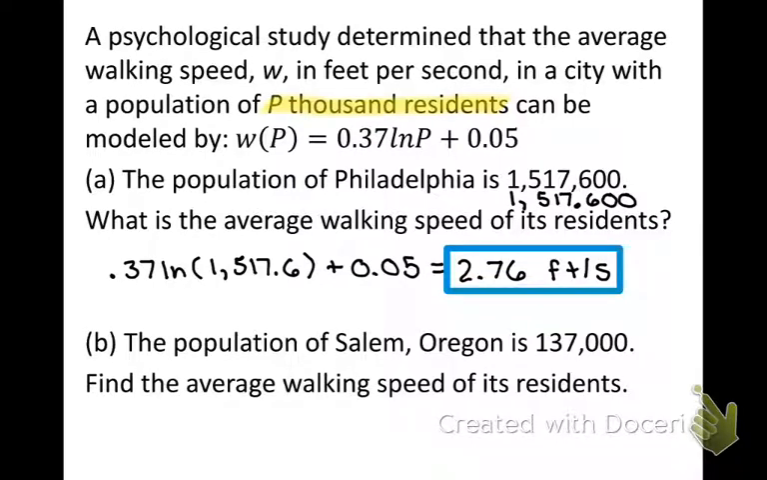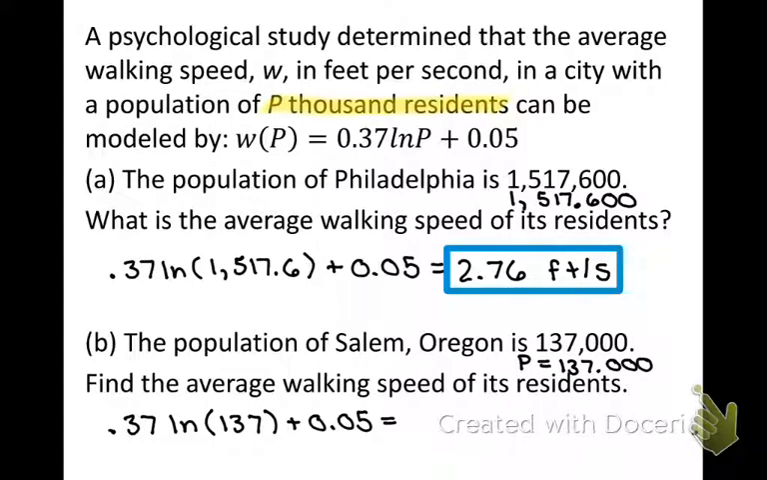Okay, let's check out what's going on in Salem, Oregon. We have a population of 137,000. So my p-value is actually going to be 137.000, which is really just 137. So let's plug it in. 0.37 ln of 137 plus 0.05. All right, what do we get? I get 1.87 feet per second. You guys come up with the same thing?